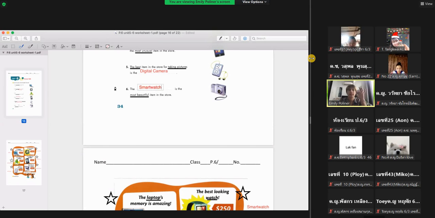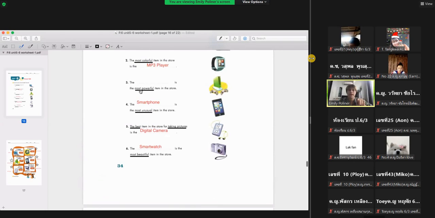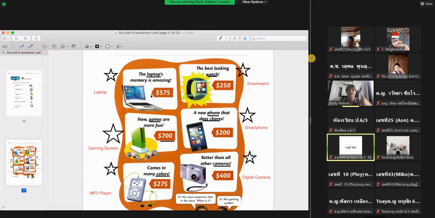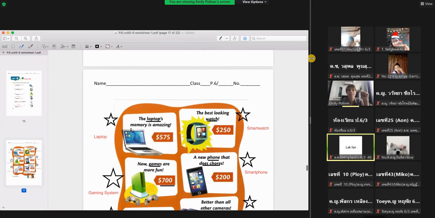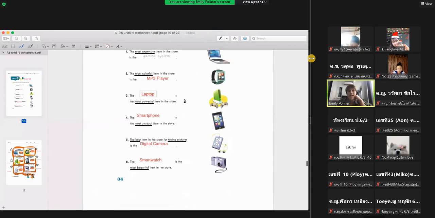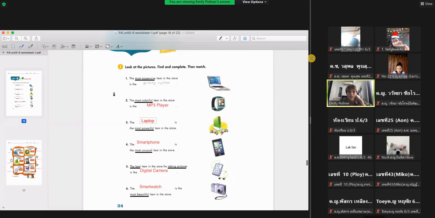So that means that if we go up to number 3, the most powerful item in the store, which one is left? The laptop. Yes, the laptop, because the memory is amazing, which means it has a lot of power to be able to have that much memory. Laptop.